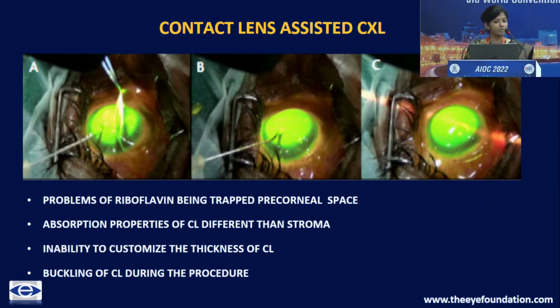Another option is using contact lens assisted cross-linking. So again, it has various problems. One is going to be the issue of riboflavin being trapped in the precorneal space. The absorption properties of the contact lens are definitely different from natural tissue, there is the inability to customize the thickness of the contact lens as we desire, and also buckling of the contact lens during the procedure is going to be an issue.